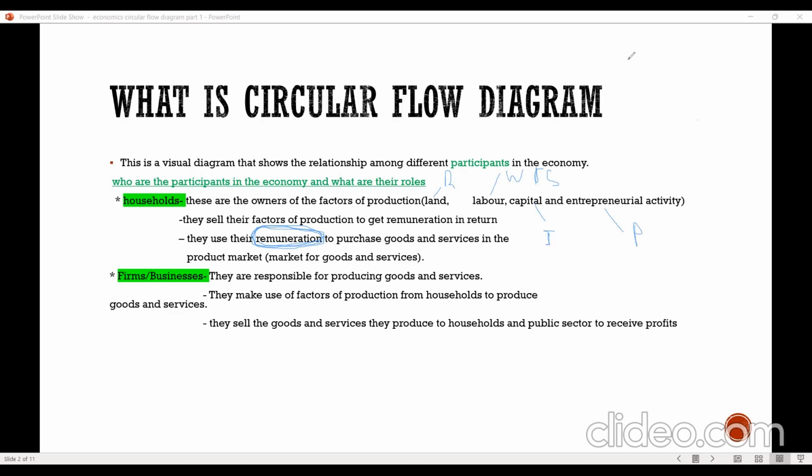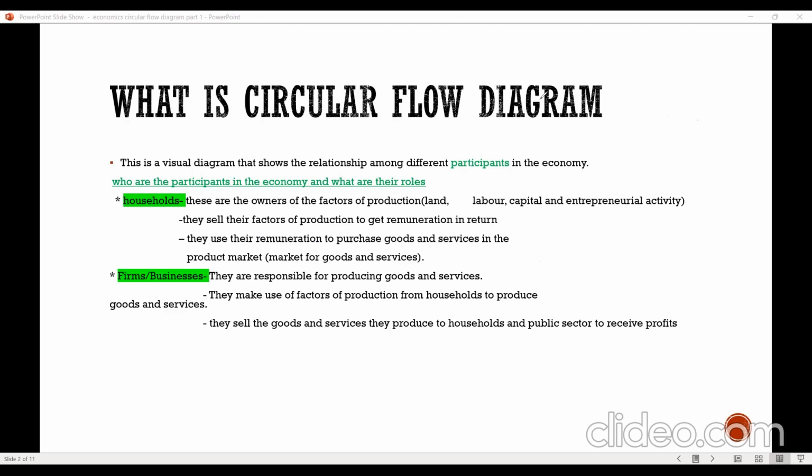Now let us go to firms. Who are firms? Firms, we talk about businesses. They are responsible for the production of goods and services. Remember, this is the second participant in the economy. Broadly speaking, the definition of a firm in economics is any company that seeks to make profit by manufacturing or selling products or services or both to consumers.